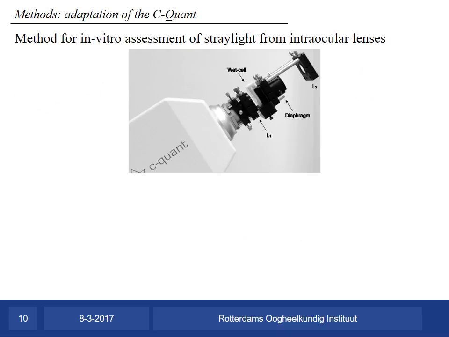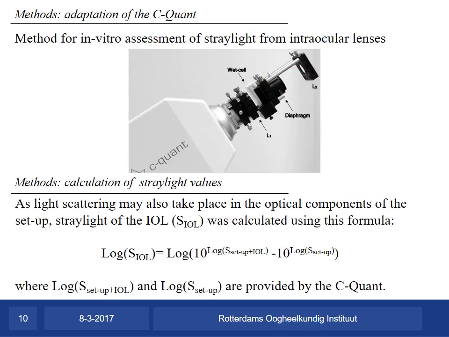And here is a ready-to-use C-Quant adaptation for straylight assessment of intraocular lenses. This is the first lens, the cuvette, the iris, and the magnifying lens. Because we assume that there might be some light scattering taking place in the adaptation, straylight of the IOL is calculated as a linear subtraction of straylight of the setup with and without the intraocular lens in place.